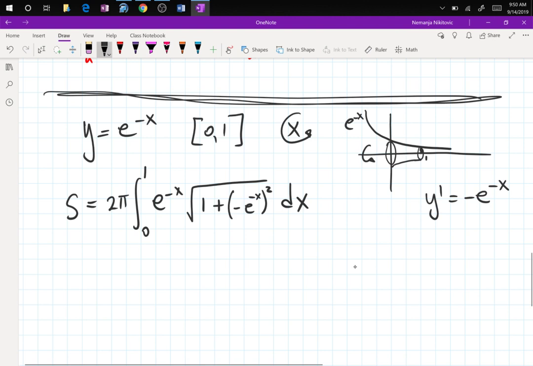So let's see if we can integrate this. 2 pi integral 0 to 1 of e to the negative x times the square root of 1 plus, when you square, the minus goes away, and you have e to the negative 2x, dx over here. And now we need to integrate this somehow.